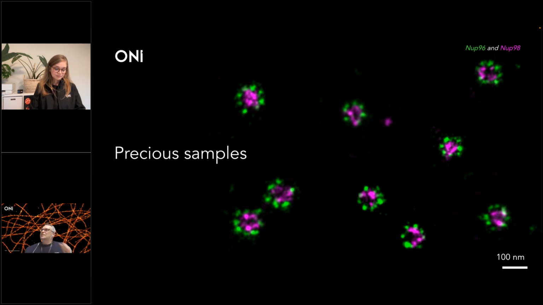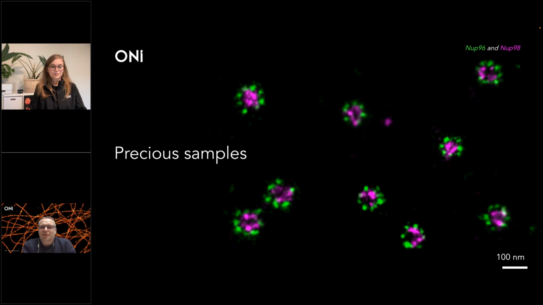No, so as we said before, for dSTORM, imaging in suspension is currently not possible because your cells will just move around. And as we mentioned, you need to make your cells adhere to the surface, you need to fix them, and then you perform staining.